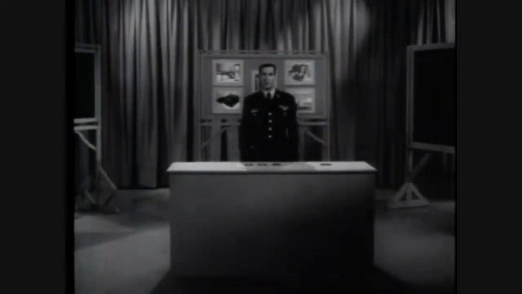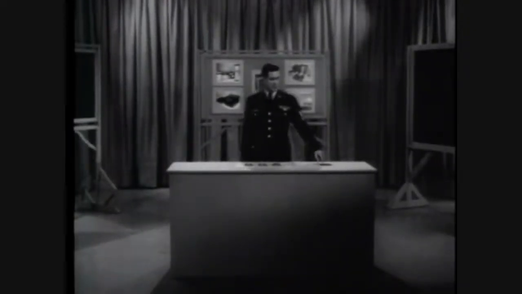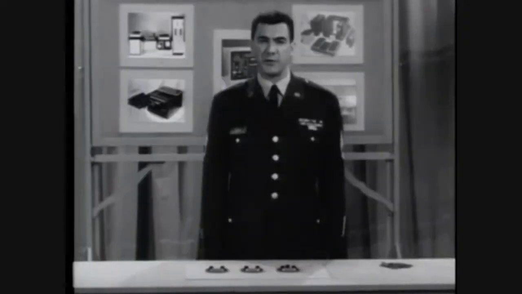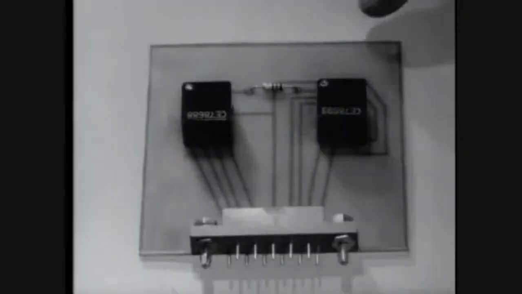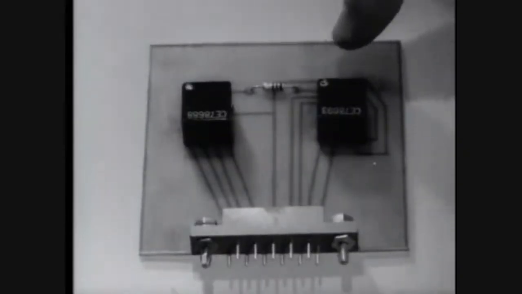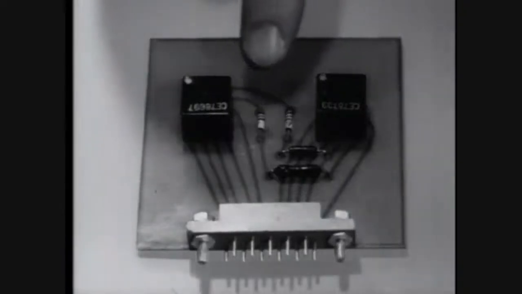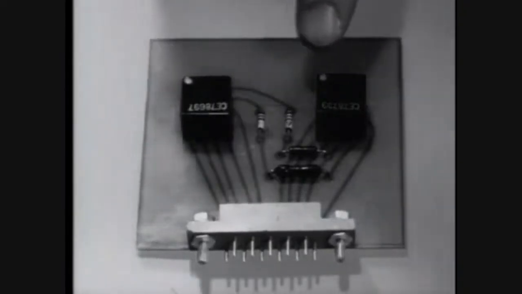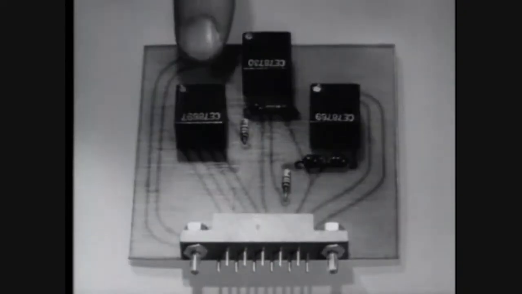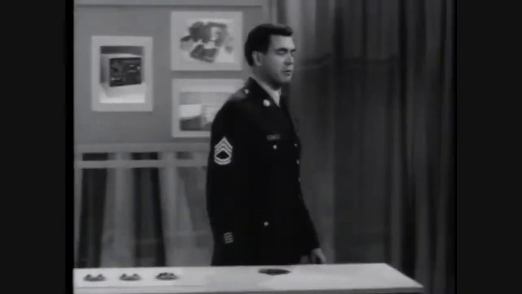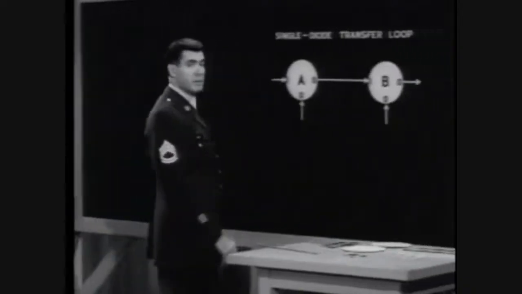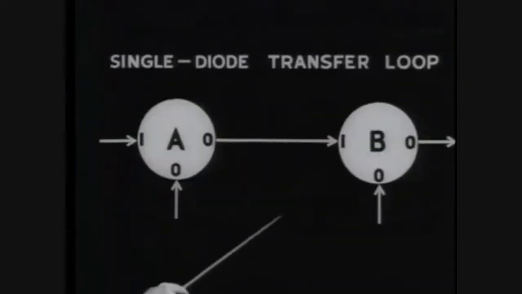In the first film of this series, we examined the basic properties of magnetic cores. In this film, we'll be dealing with three types of core transfer loops: the single diode transfer loop, the split winding transfer loop, and the inhibit transfer loop. The simplest of the three transfer loops has already been described: the single diode transfer loop.